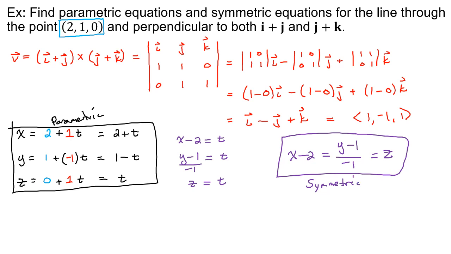Again, if you notice, the numbers that they're divided by are the numbers from the vector. The x minus 2 would be divided by 1. The z would be divided by 1. And the point, the 2, 1, 0, is what gets subtracted off. You have an x minus 2, a y minus 1 on top. The z has a minus 0 on it that's not shown, but that's what you're doing.